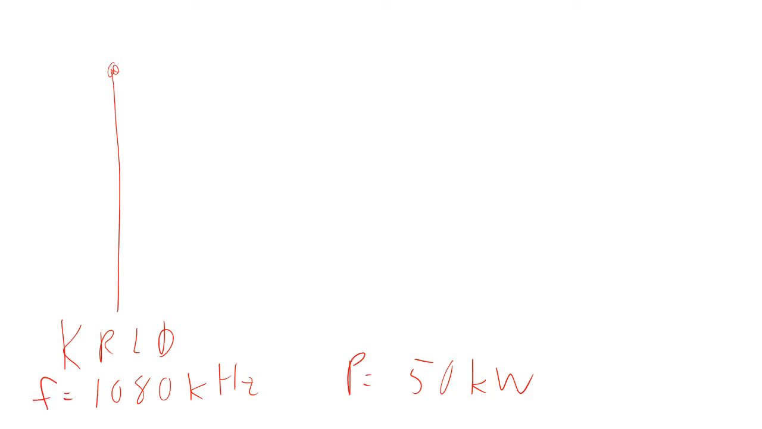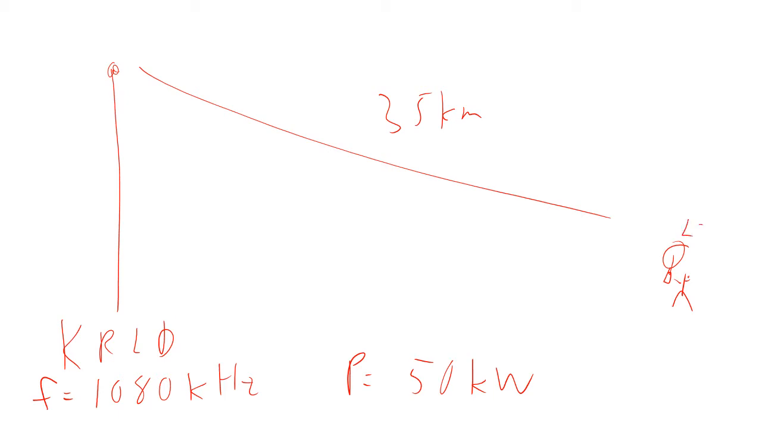And so what we want to know is, for a person over here, a distance of 35 kilometers away, who has a little portable radio, what is the voltage induced in the antenna? Okay, so we're going to say this is not just a plain portable radio with an antenna. We're going to say it's an extra long antenna. So let's say the length of the antenna is 2 meters.